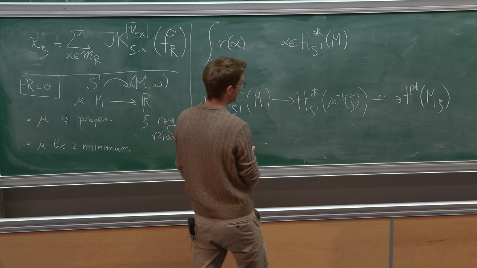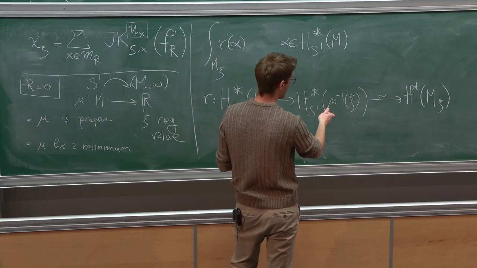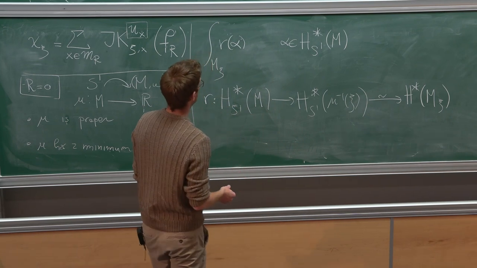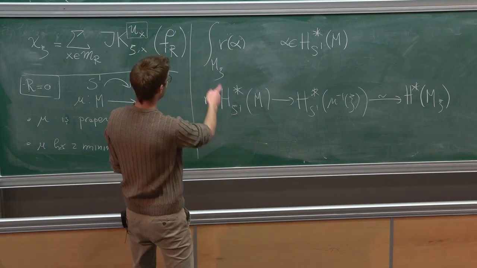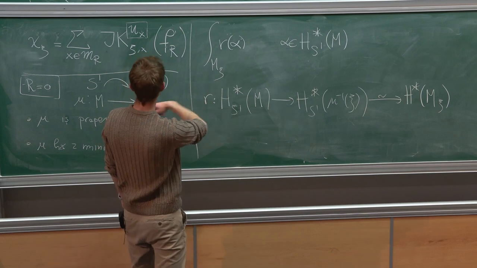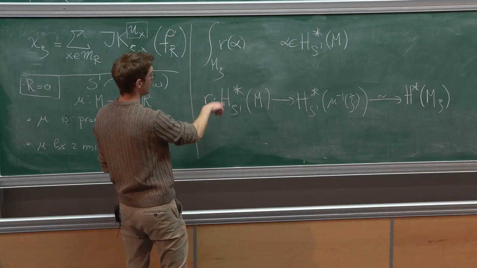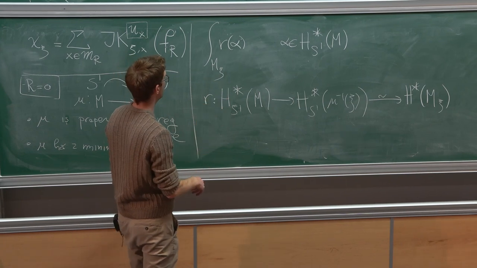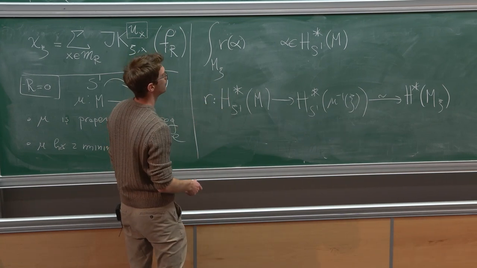Otherwise, it holds anyway, but also for locally free actions. Good. And in general, if the momentum map is proper, then this R is surjective, and we can always compute integrals for all forms on quotients.